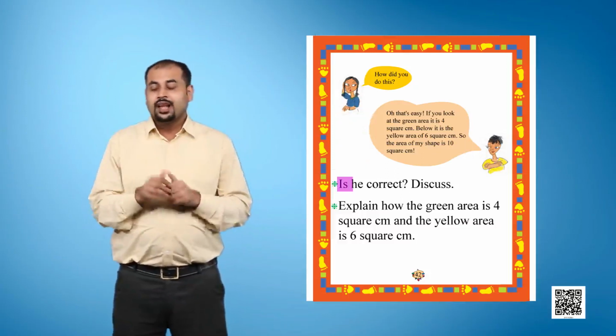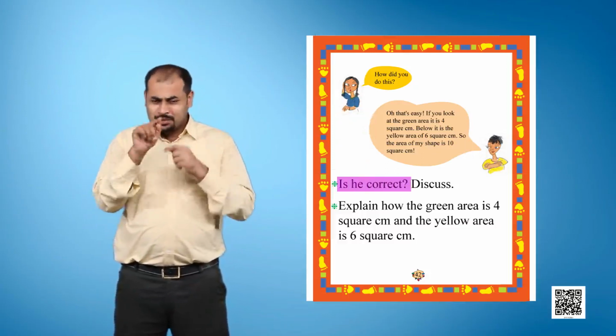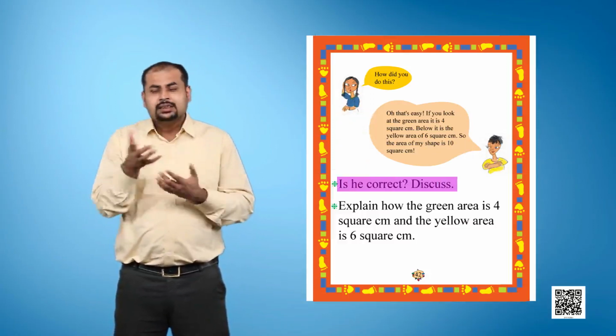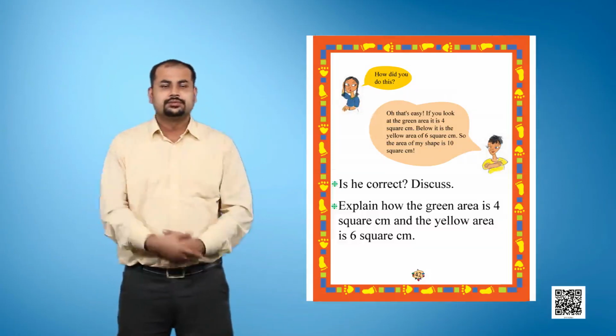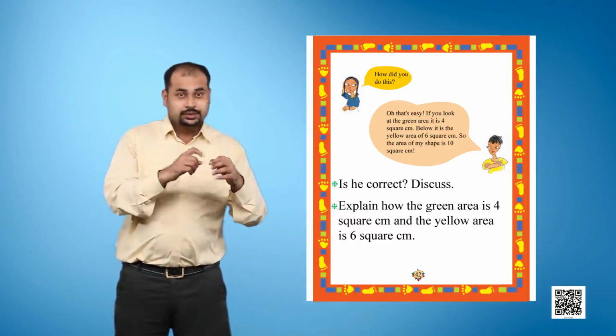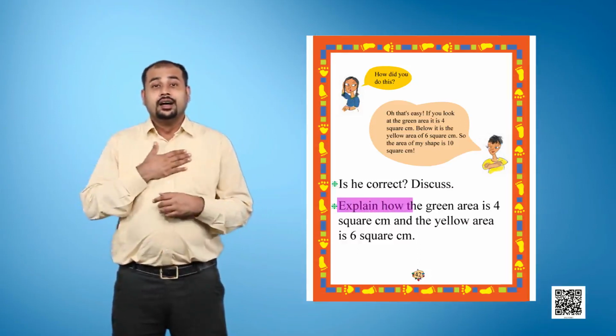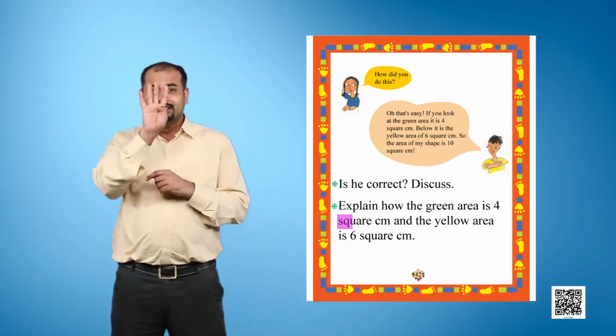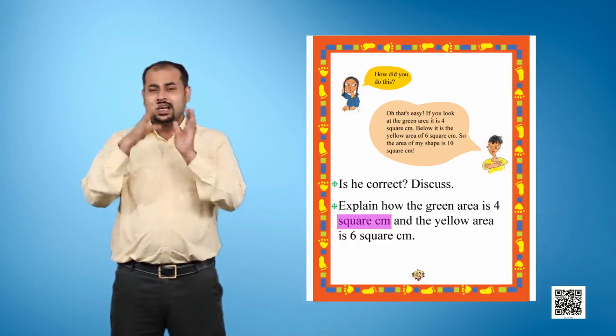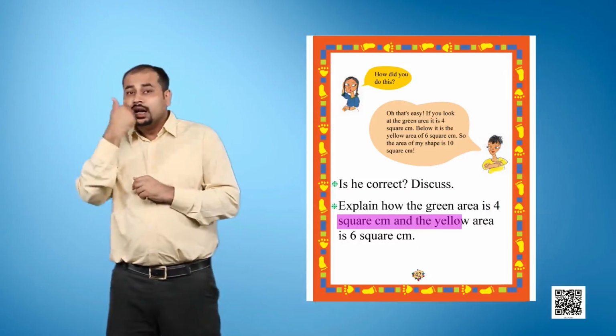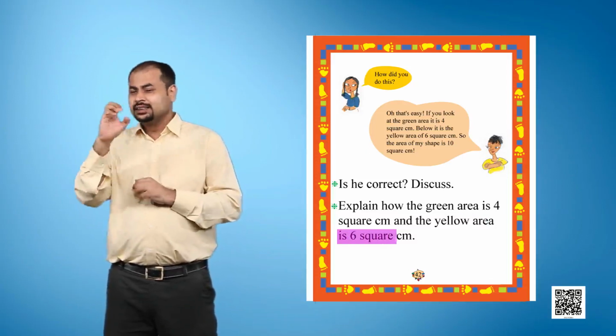Questions. Is he correct? Discuss. Questions. Explain how the green area is 4 square centimeters and the yellow area is 6 square centimeters.